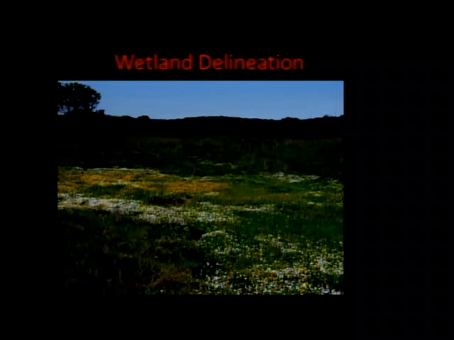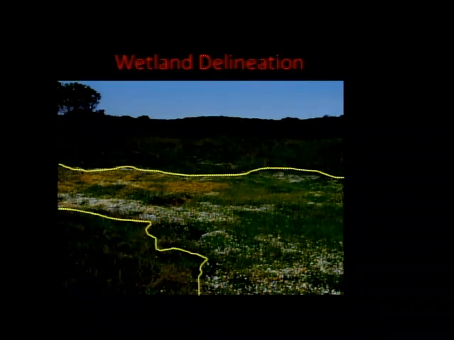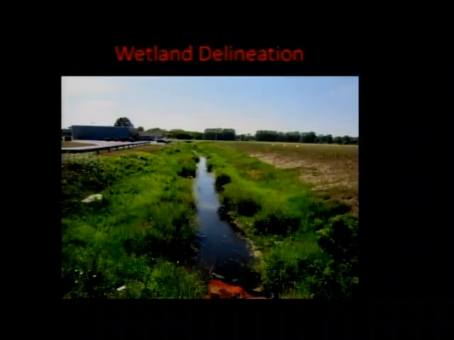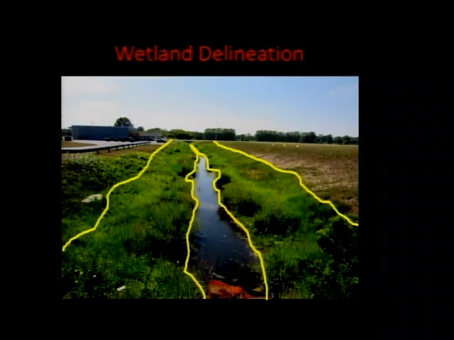In this vernal pool ecosystem, the line between wetland and upland is fairly distinct at this time of year. It appears to follow the edge of the visible flowers. Along this floodplain, the wetland boundary also appears fairly evident, although less distinct than in the vernal pool example. In other ecosystems, it can be much less visible, especially if delineators visit a site at a dry time of year.